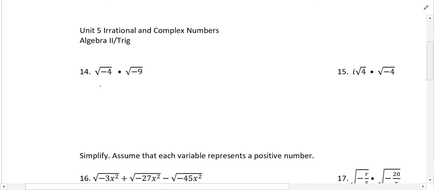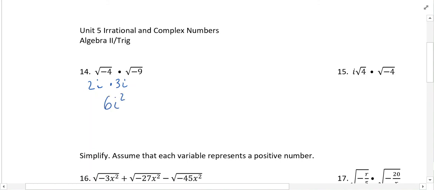So again, before you can do your multiplication or anything, you can't start by multiplying negative 4 and negative 9 because you always have to take out the imaginary component first. So what you want to do here is you want to simplify it. So this is going to become 2i times 3i. Okay, so now that I have this, now I can multiply them together. So 2i times 3i is going to give me 6i squared.